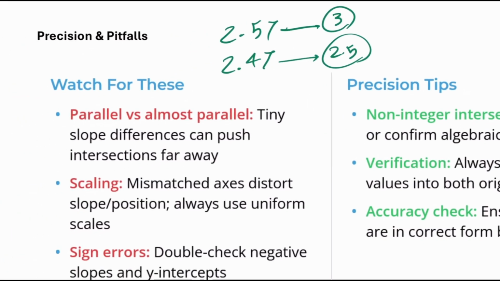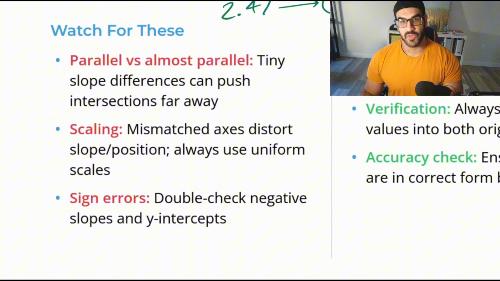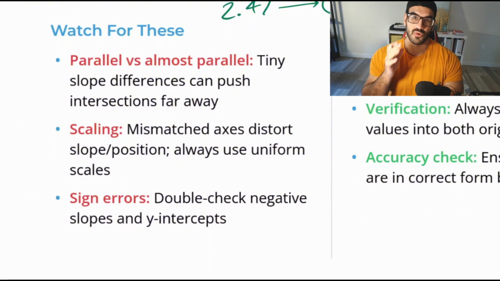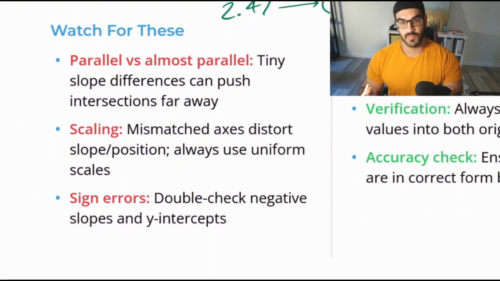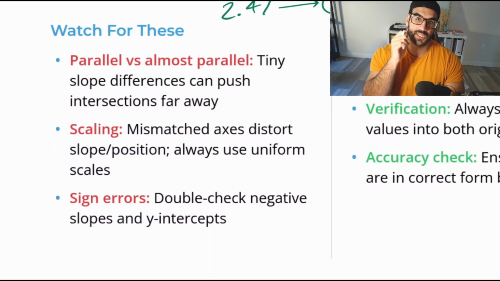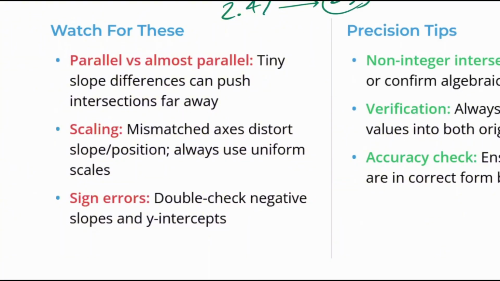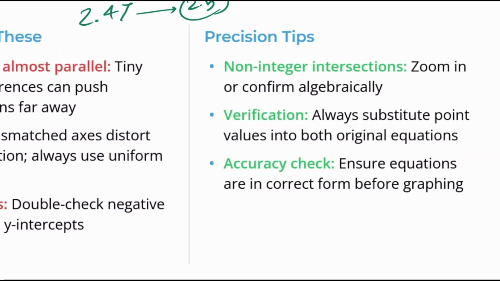After that is about the scaling. So try to be careful about the scaling. Sometimes it would happen that there's a mismatch with the axes, and try to make all of them unified. After that, the sign errors, which is a very, very important part. So when you're talking about the slopes, when you're talking about the first intercept or y-intercept, make sure you're completely aware of the positive and negative of the sign itself.